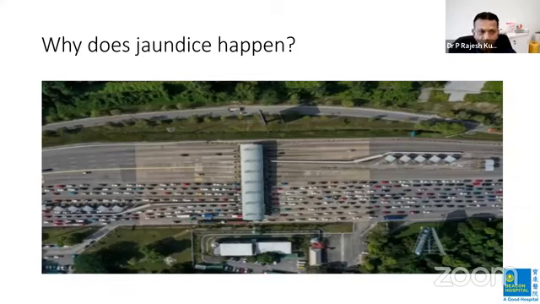Why does jaundice happen? Okay. Now I took a simple diagram here to explain this situation. I'm pretty sure all of us know what this means. Yeah. This is the toll gate. Yeah. This is before Chinese New Year holidays. Okay. As you can see, there's a massive traffic jam before the toll gate and after the toll gate.